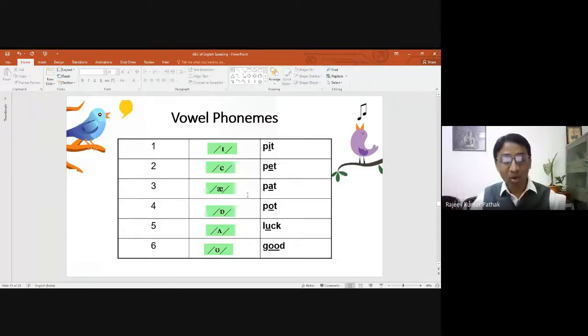This is an aw sound. The next sound, the fourth sound, is the aw sound. Pot, caught, got, hot. Aw sound. This is written as an inverted a.